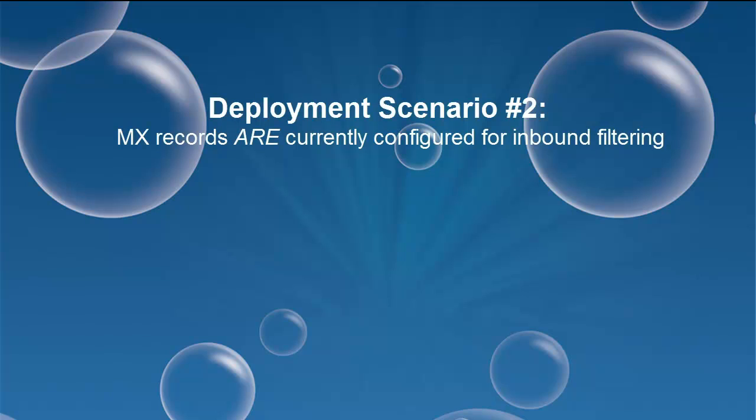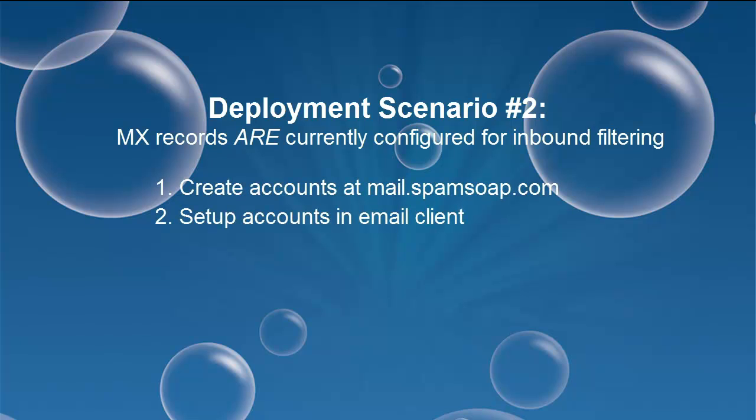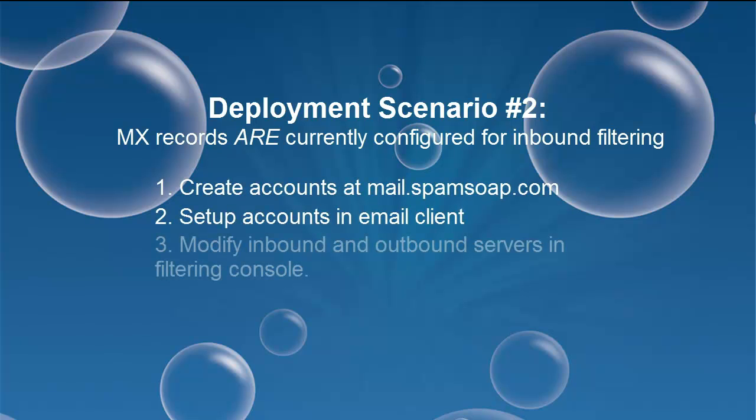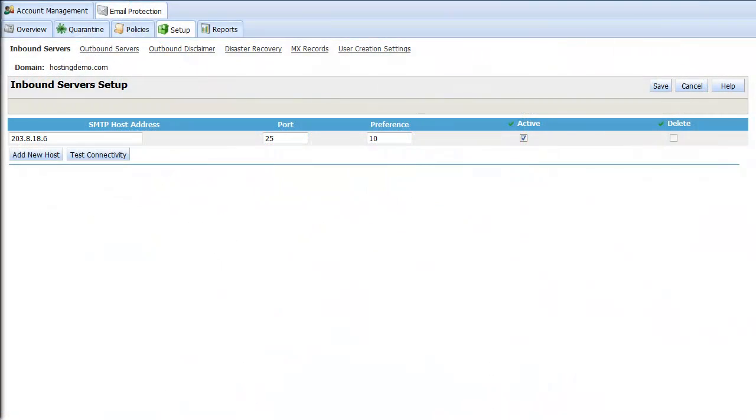The second scenario assumes that the MX records are currently configured for inbound email filtering. In this case, follow steps 1 and 2 from the previous scenario. After both have been completed, log into the SpamSoap filtering console at the location provided to you upon initial activation and navigate to the Setup page. Change the inbound SMTP server to mail.spamsoap.com here.